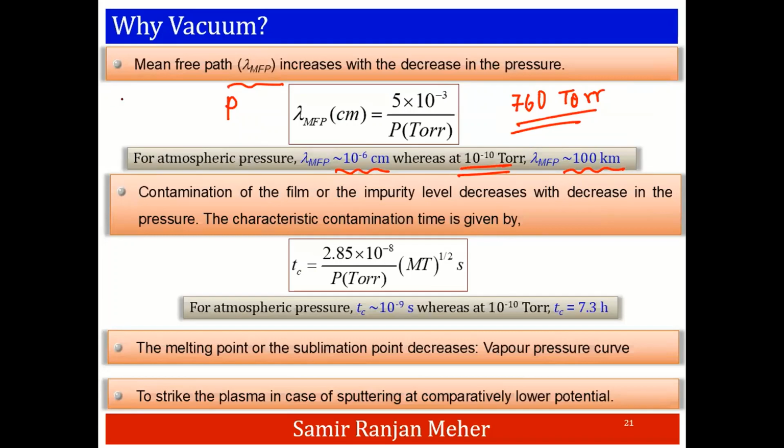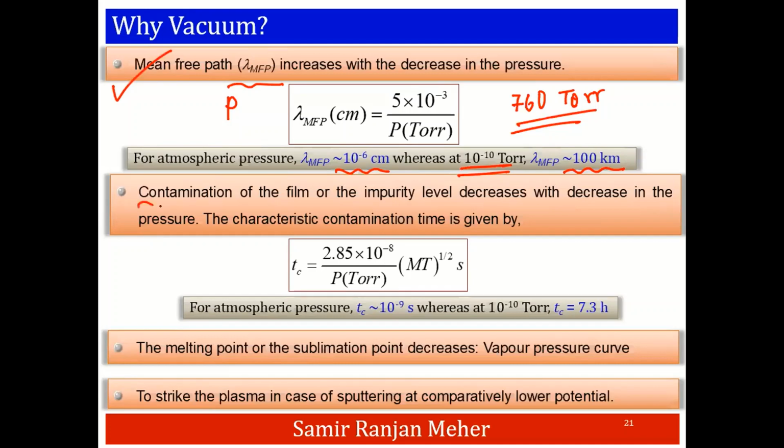So between the target and the substrate, without any collision, the evaporant or the sputtered atoms should be able to reach the substrate. If the mean free path is very low, they will undergo repeated collisions and will not be able to reach the substrate. So you have to reduce the pressure so that we can have a longer mean free path. That is one of the primary benefits of using vacuum based techniques.